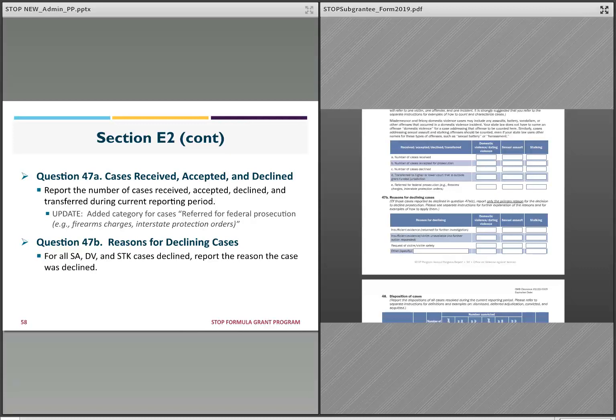So the total number of cases declined that the subgrantee reported should match the total number of reasons for declining cases listed in question 47B. There should not be more reasons reported than cases declined. And there should be at least one reason reported for each case declined.